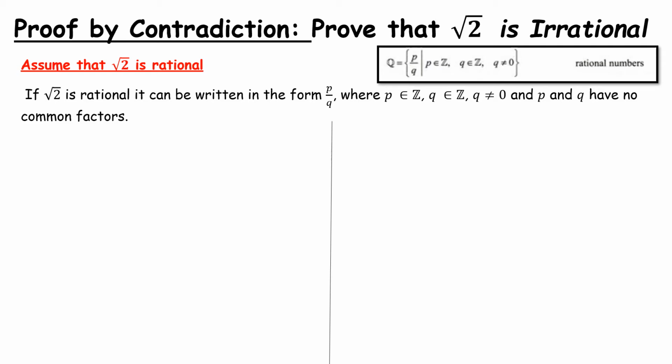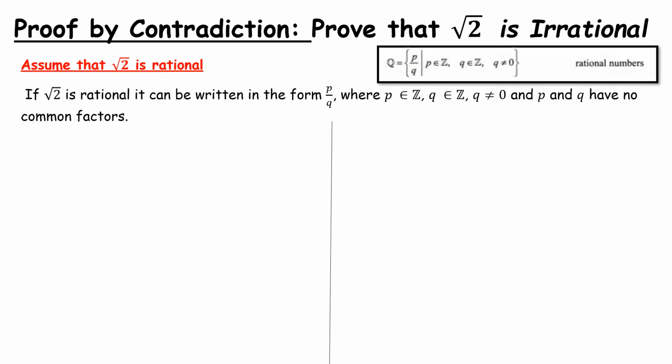So if root 2 is rational, it can be written in the form of P over Q, where P is an element of Z and Q is an element of Z, and Q does not equal 0. That all comes from the log tables, and it can be written in words if you prefer, but it's given there on page 23, so you might as well utilize it.